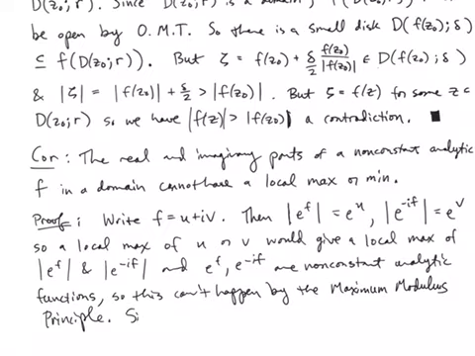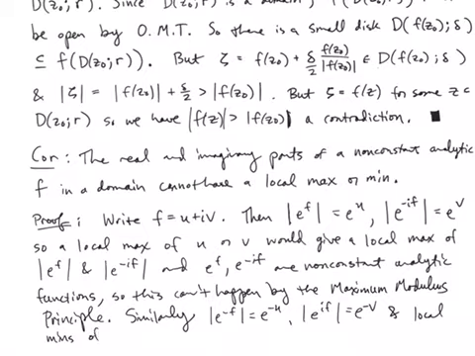And then similarly, norm e to the minus f equals e to the minus u, and norm e to the if equals e to the minus v, and local mins of u and v. And so the mins, when you take the negative of them, would become local maxes, right? So the e to the minus u and e to the minus v would have local maxes.